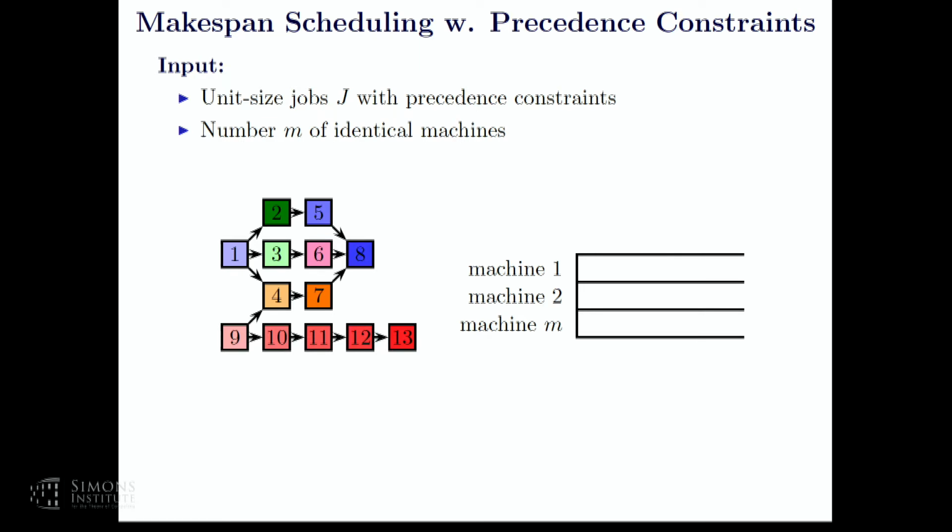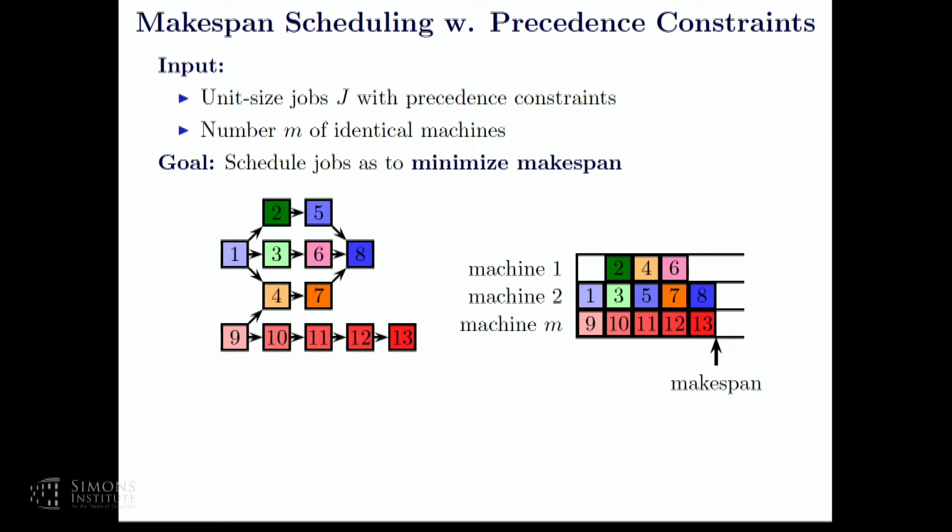So this is indicated like this. It means that job 1 has to finish before I can start with job number 3. And my objective function is I want to schedule the jobs on those m machines so that the makespan, the time that the last job finishes, is minimized.